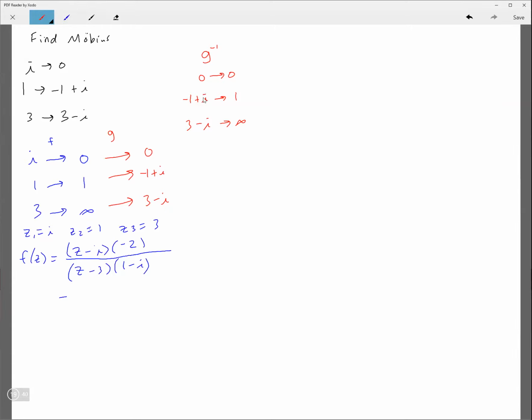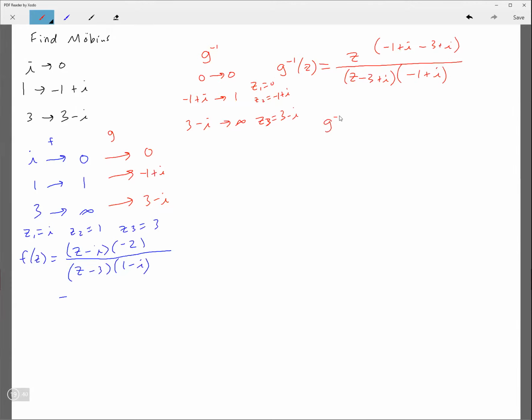Okay, then G inverse. For G inverse, we have Z1 is 0, Z2 is negative 1 plus I, and Z3 is 3 minus I. So Z minus Z1 is going to be Z minus 0. And then Z2 minus Z3, that will be this minus this. And then Z minus Z3 is Z minus this, that's minus 3 plus I. Oh dear, this is really getting nasty. Z2 minus Z1, so that's that minus that, so negative 1 plus I.